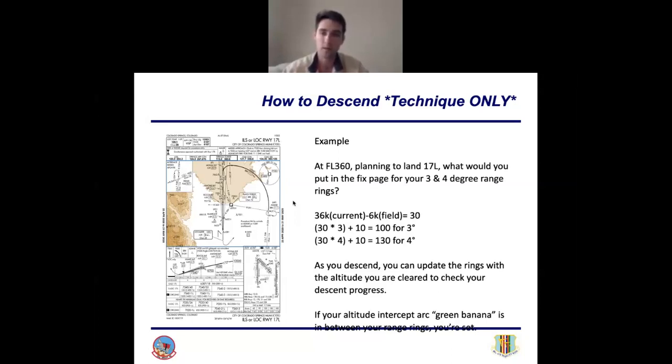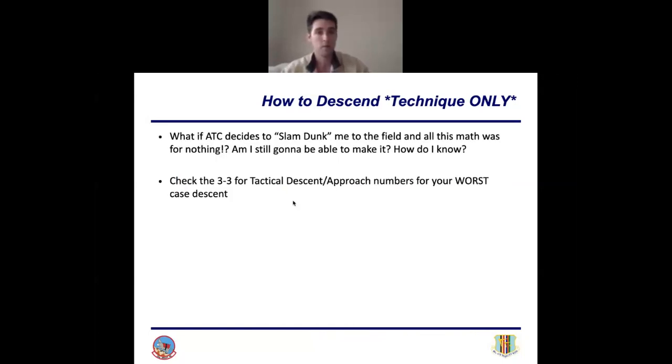And then make sure that the altitude intercept arc, or the green banana, as you're in a descent is showing that you'll be level at 25,000 feet, either in or prior to the updated range rings that you've made, then you know that you're on a good descent profile to stay descending at a constant rate. So those are the range ring methods.